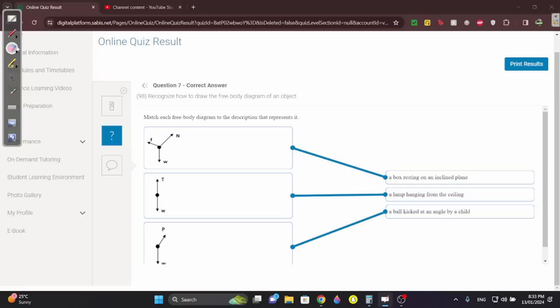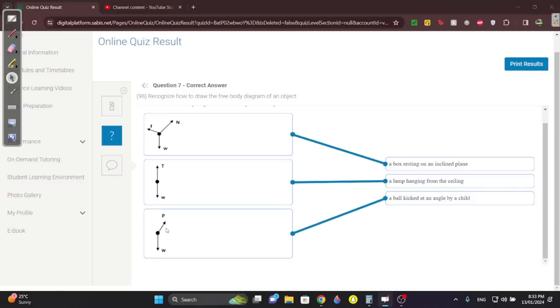The second one, a lamp hanging from the ceiling. It's going to be this one because they say T for tension. If it's hanging, that means there's a rope, so tension. With this one, P, the ball kicked at an angle by a child. Here, the weight is, every object is subject to weight, and this P is the kick, so it kicked it at an angle. This is the angle.